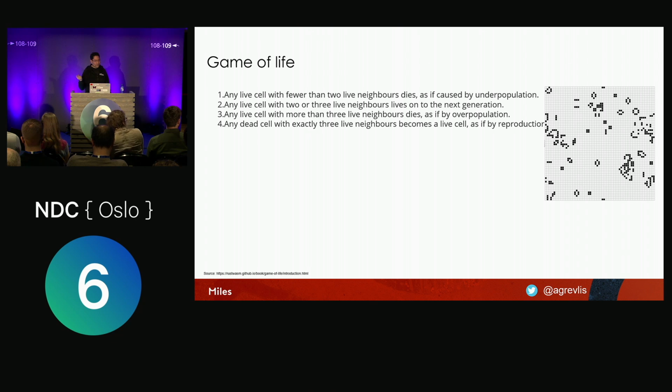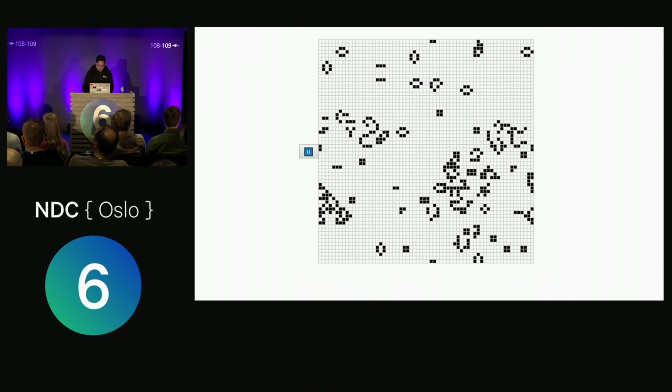The first rule is that any live cell with fewer than 2 neighbors will die because of underpopulation. The second rule is that any live cell with 2 or 3 live neighbors will go on to the next generation of our simulation. Also, any live cell with more than 3 live neighbors will die because of overpopulation. And the last rule is that any dead cell with exactly 3 live neighbors will become a live cell because of reproduction. So we can have a quick look at how this looks.